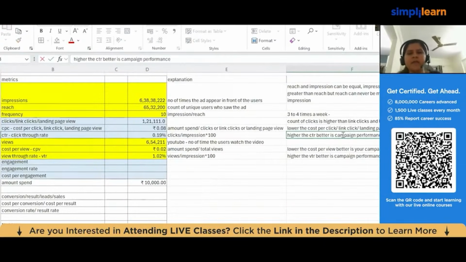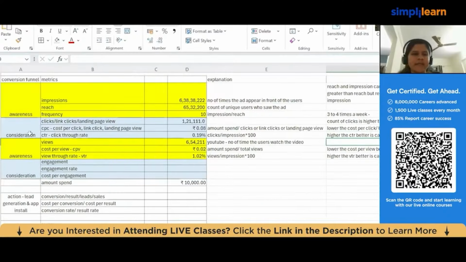So ideally, if I have to summarize, guys, your CTR and your VTR need to be higher in percentage, whereas your CPC or CPV should be lower in the currency. Now we have engagement rate and cost per engagement.